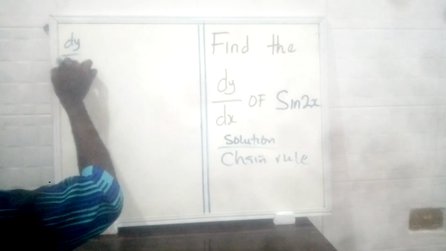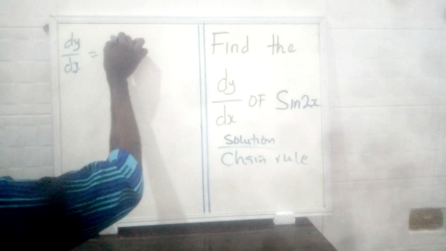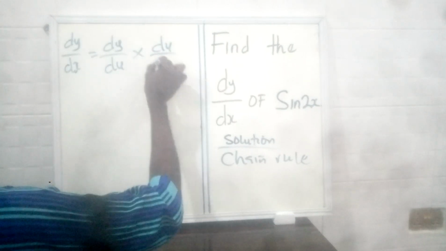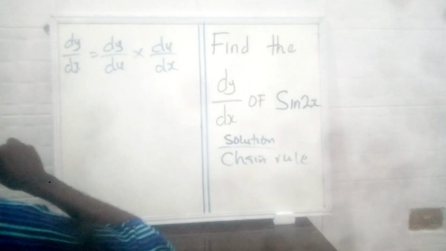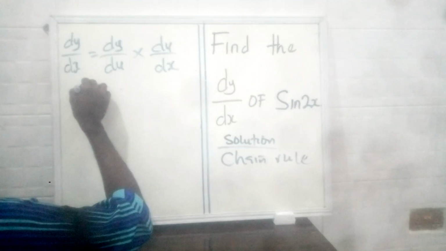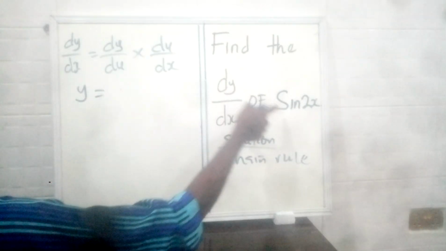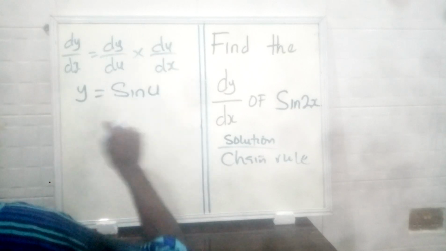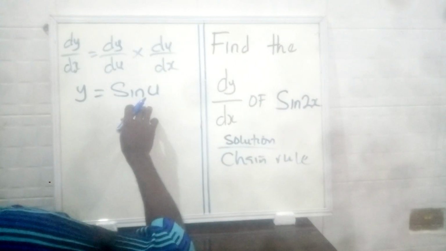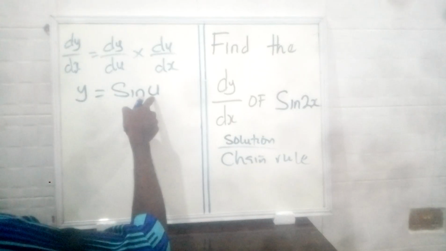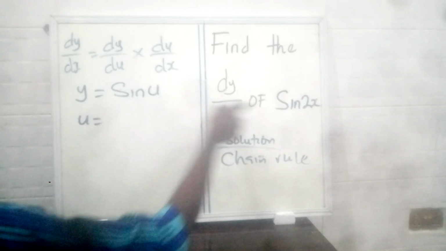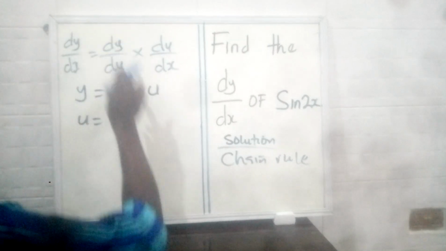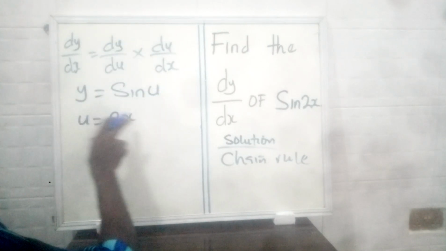dy/dx is equal to dy/du times du/dx. So here what we are going to do is say let our y equal sine u. We say this function given to us is equal to sine u, and we are going to say our u should be equal to 2x. So we need to find dy/du, and we need to find du/dx.